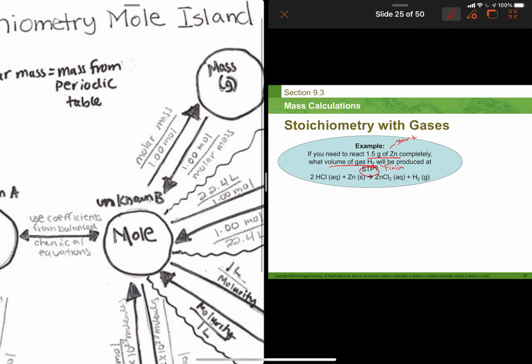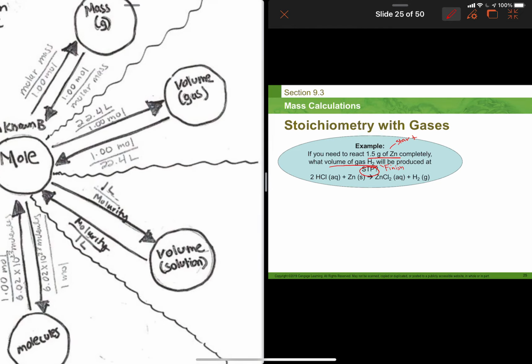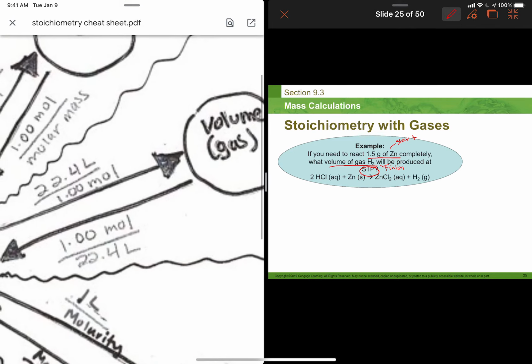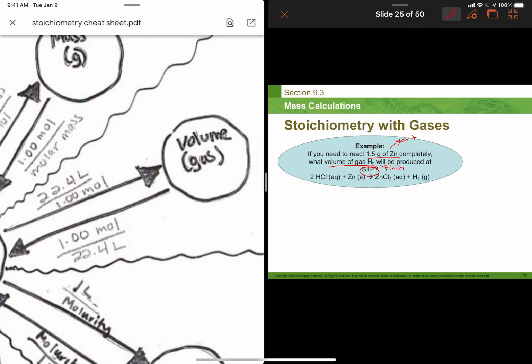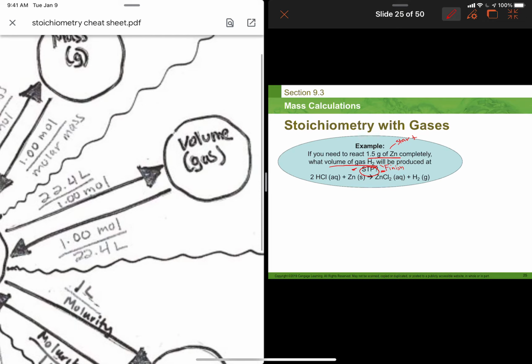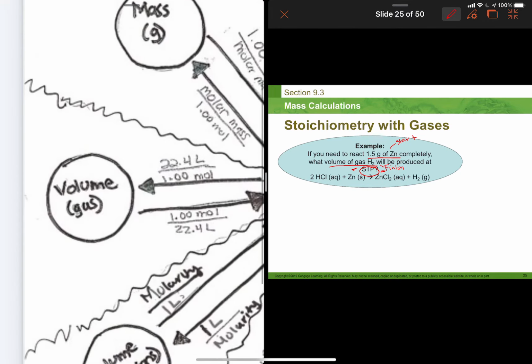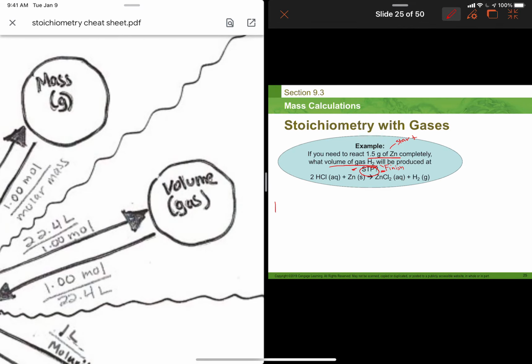Now, where are we going to finish? It says volume of gas. As you can see, we have two volumes: a volume of solution and a volume of gas. Since this is volume of gas, we finish at volume of gas. And volume of gas is always used for anything reading STP. So we're going to go from mass to mole, mole to mole, mole to volume of gas.